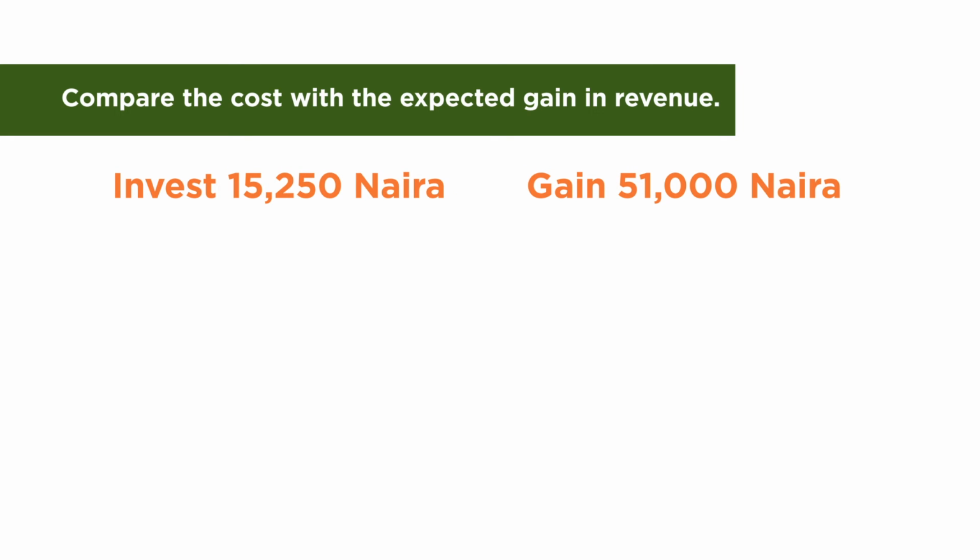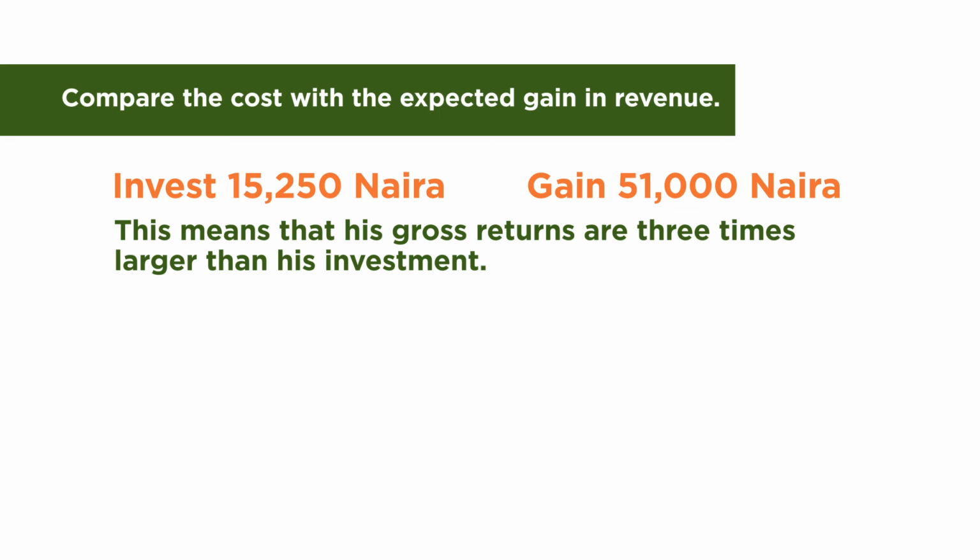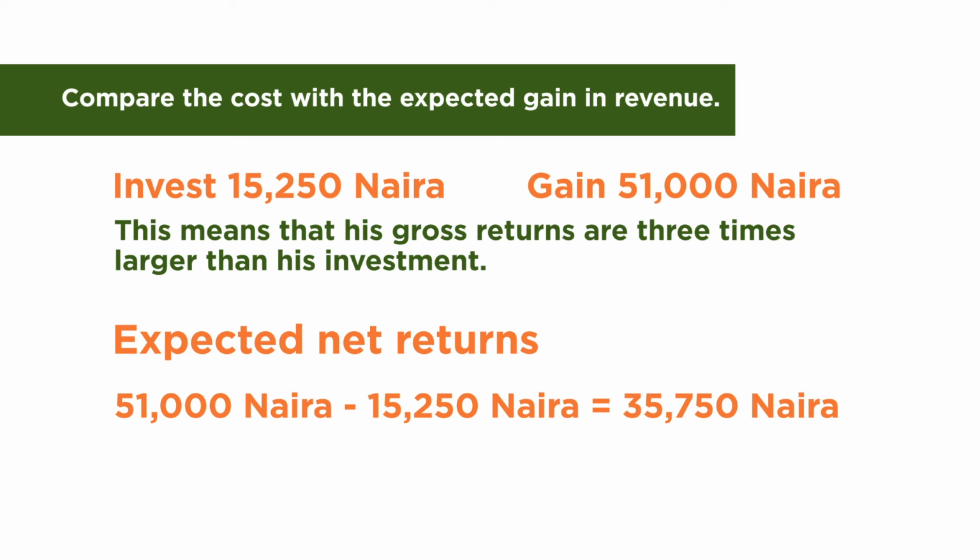We can now compare the cost with expected gain in revenue. John will invest 15,250 naira in his cassava field and expect to gain 51,000 naira. This means that his gross returns are 3 times larger than his investment. Such an investment is highly profitable, and it is definitely worthwhile investing in fertilizer. John's expected net returns are 51,000 minus 15,250, which equals 35,750 naira. This is the money John will have made from his investment.